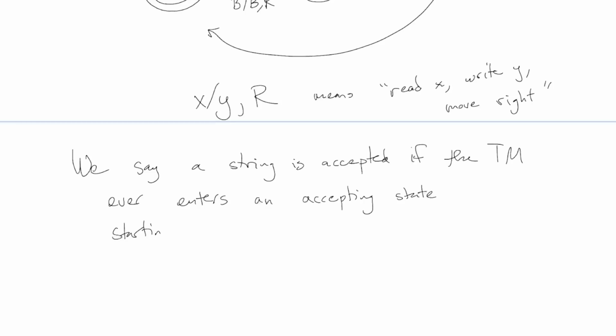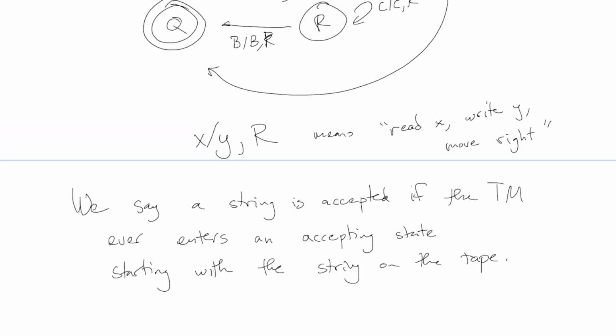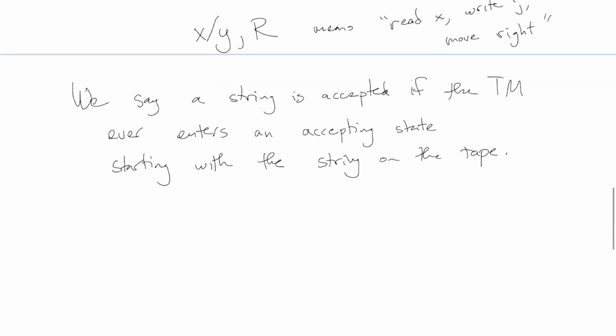If the Turing machine ever enters an accepting state, starting with the string on the tape. All right? That's what counts as accepted. Let's just try one example. In our case, I would like to know, is AABC accepted? So the idea is the machine begins with that on the tape.